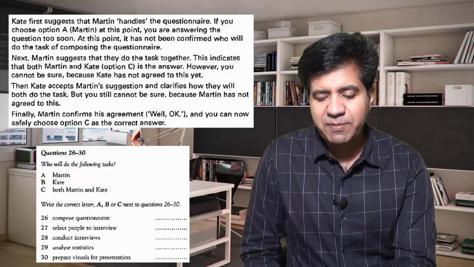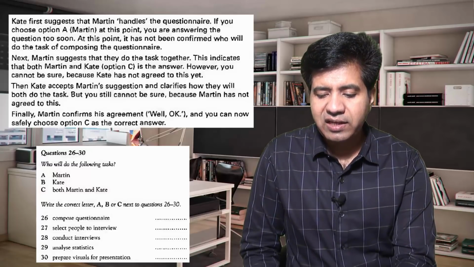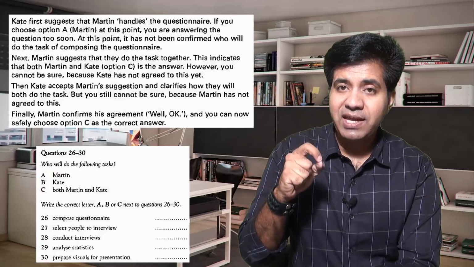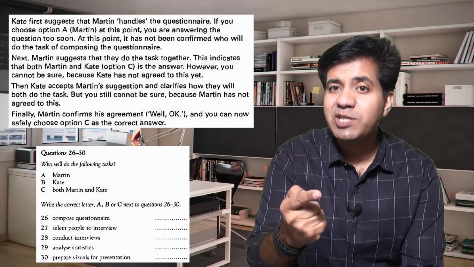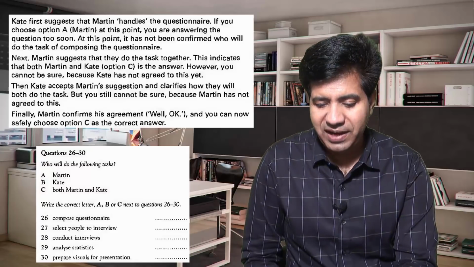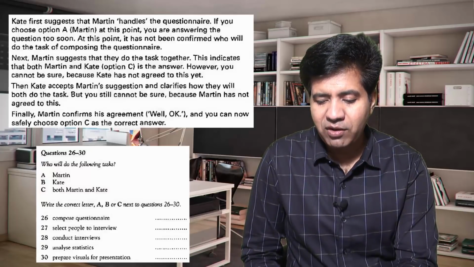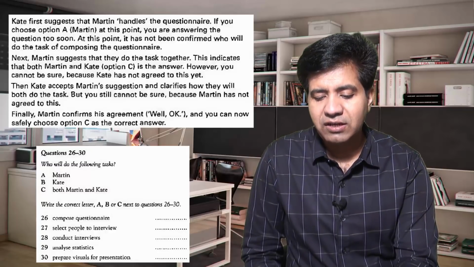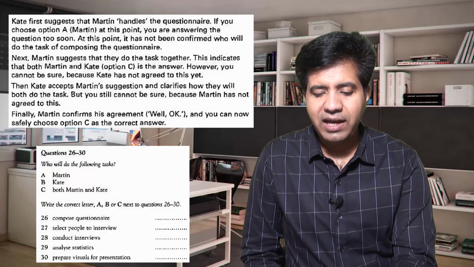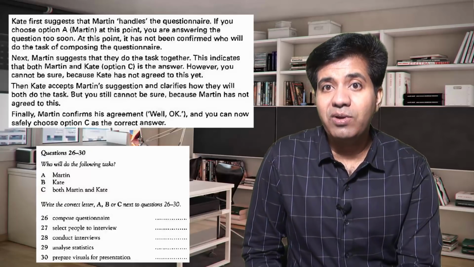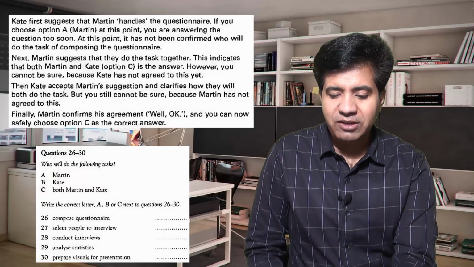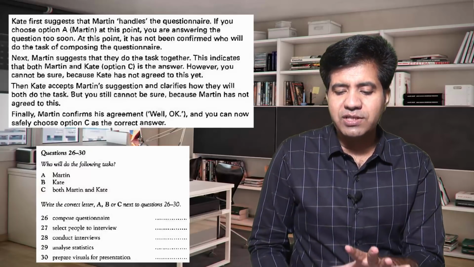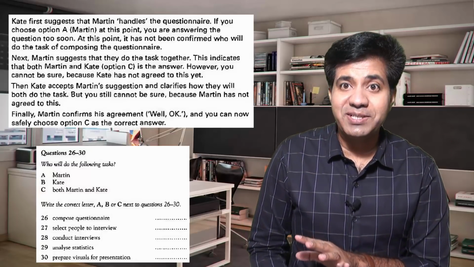Then Kate accepts Martin's suggestion and clarifies how they will both do the test. Then Kate accepts and then she says, okay, you do this part and I'll do this one as well. But you still cannot be sure because Martin has not agreed to this. And finally, Martin confirms his agreement, right? When he says, well, okay, it means he confirms his agreement, and you can now safely choose option C as the correct answer.